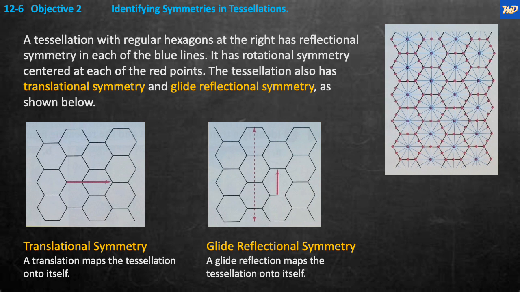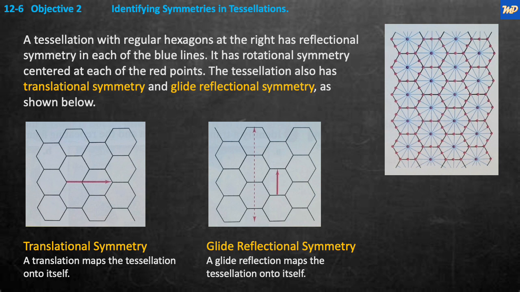Objective 2, identifying symmetries in tessellations. A tessellation with regular hexagons at the right has reflectional symmetry in each of its blue lines and has rotational symmetry centered at each of the red points. The tessellation also has translational symmetry and glide symmetry, as shown below.